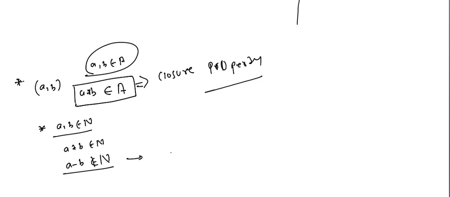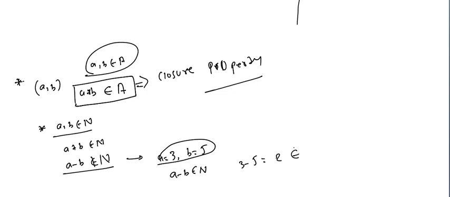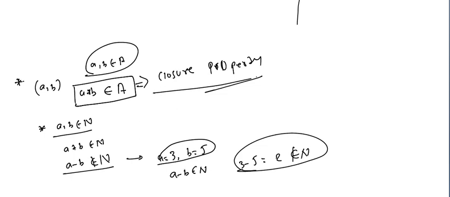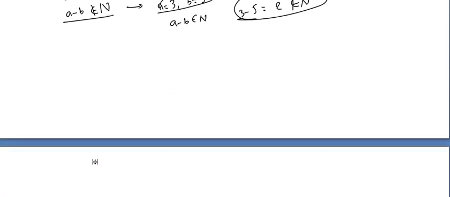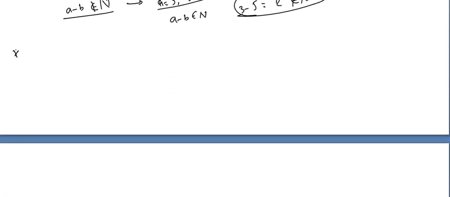See here, suppose you take a equal to 3 and b equal to 5. Then a minus b, for subtraction to be a binary operation, must belong to N. But what are we observing here for 3 and 5? 3 minus 5 is equal to minus 2, and this does not belong to N. So it is not satisfying the closure property. So due to violation of closure property, subtraction is not a binary operation on the set of natural numbers. Clear?